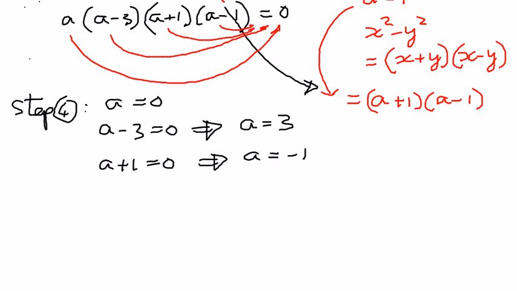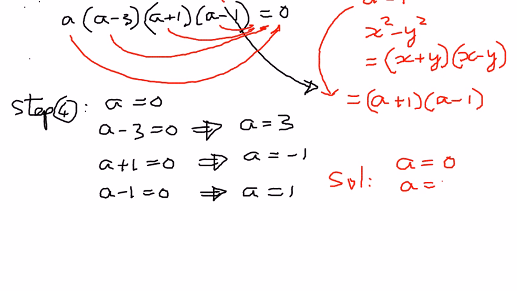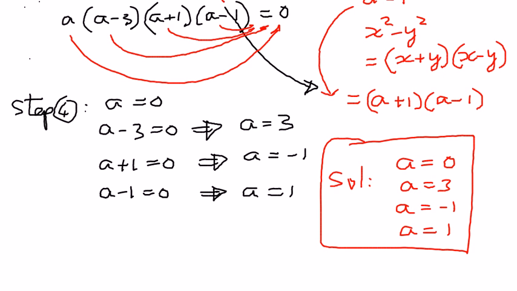And the last one, a minus 1 equals 0. When we add 1 to both sides of the equation, the positive 1 and negative 1 cancel out, leaving us with a equals 1. Therefore, the four solutions we have are a equals 0, a equals 3, a equals negative 1, and a equals positive 1. These are all the solutions which satisfy this polynomial, and it has four factors.